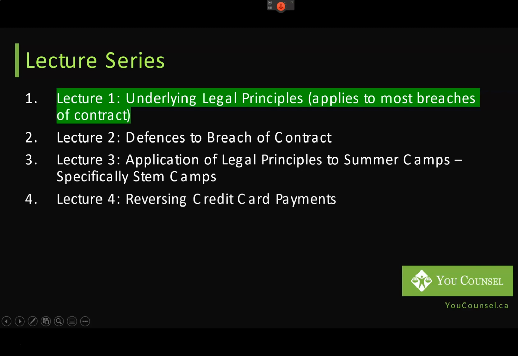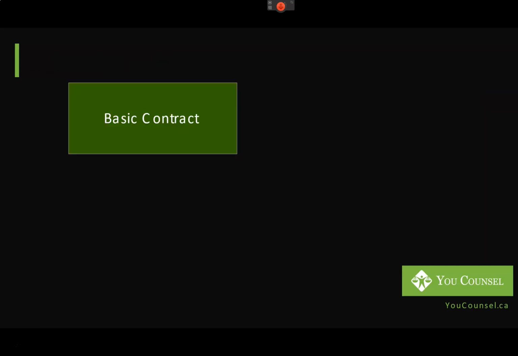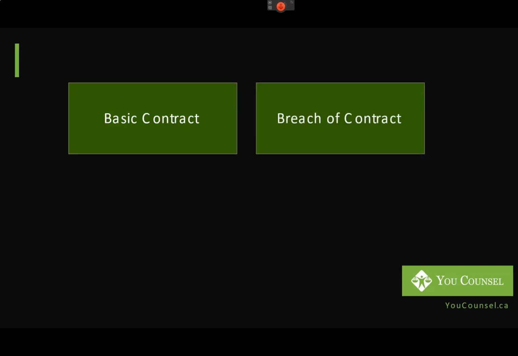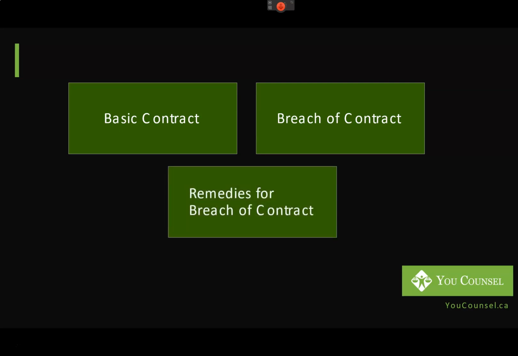In lecture 4, we'll talk about how you go about reversing your credit card payments when you have a dispute with the merchant. The principles of that would apply to a large number of scenarios, but of course we will discuss that process with respect to the summer camps and STEM camps specifically. And then finally, if all fails and you have to go to court, how do you go about doing that? Today, we will explain the basic concepts of contract. We'll talk about what constitutes a breach of contract, and then what the remedies for breach of contract are.